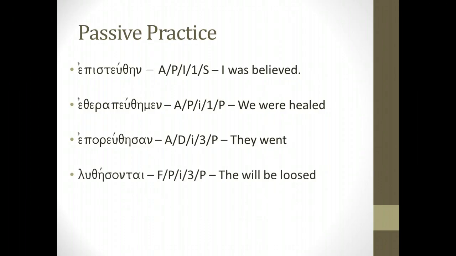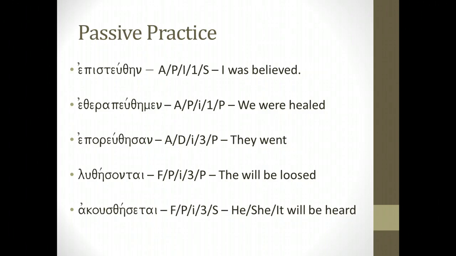My fourth one for today, luthesontai, comes from the word luo, which is my stem. There is no augment on the front, so that's my first clue that we're not dealing with an aorist here. I have my theta eta suffix, but I also have a sigma, which tells me that I'm dealing with future passive, as well as the ontai endings. So I know that it is a future passive indicative, third person plural. They will be loosed.